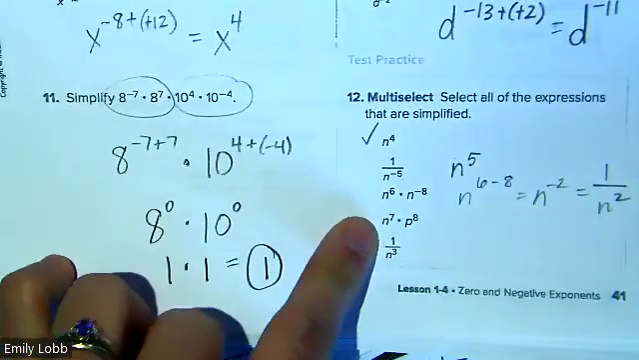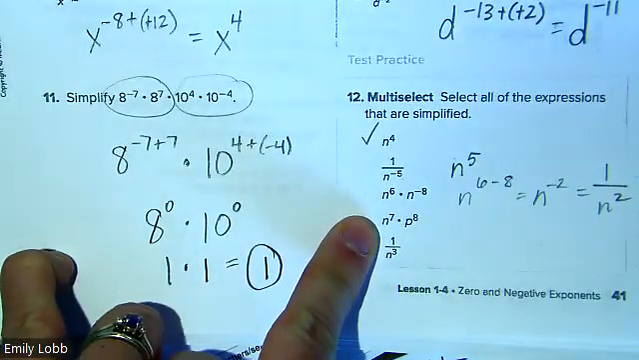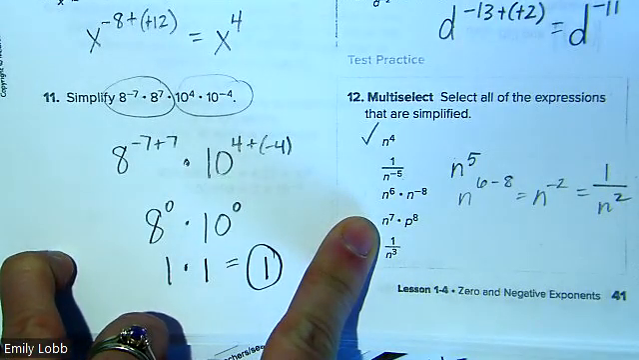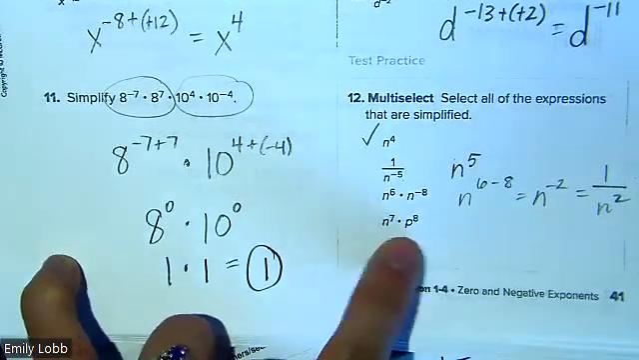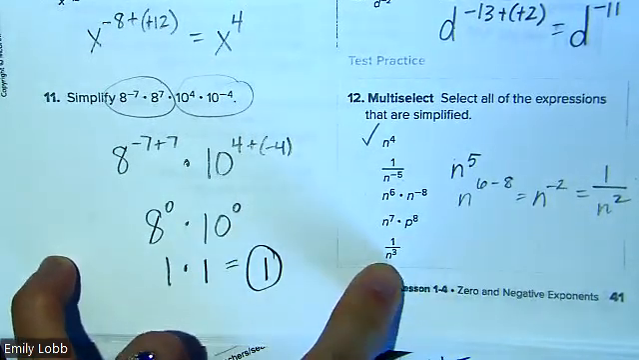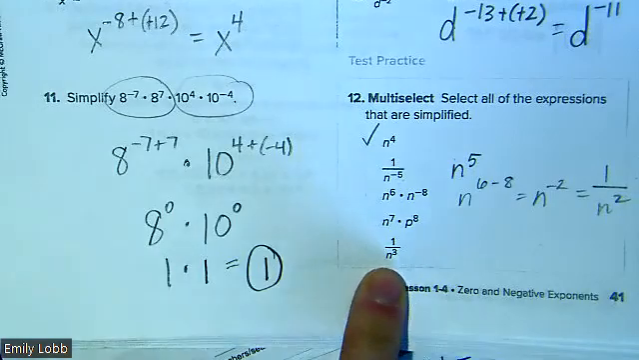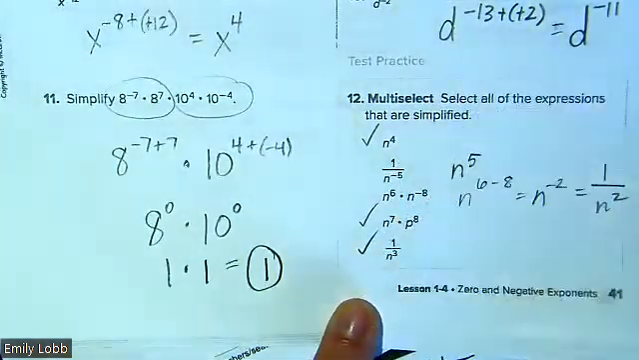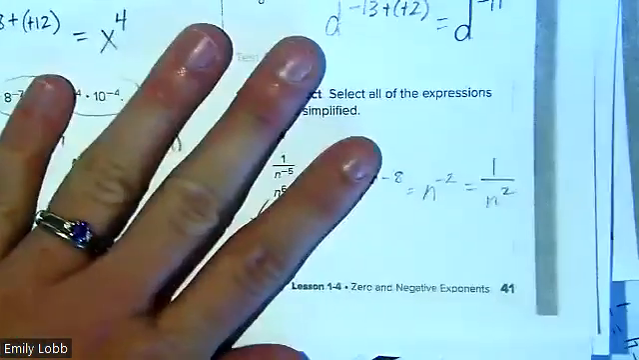Is this simplified? Yes. We don't have multiples of like bases, we have different bases, we can't go any further. And is this one simplified? Yes. So these two are, okay?